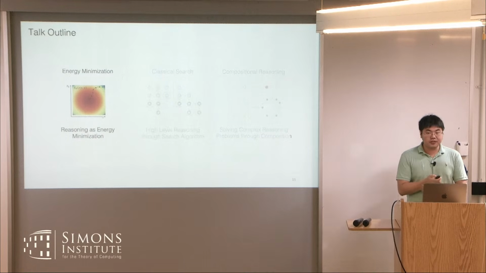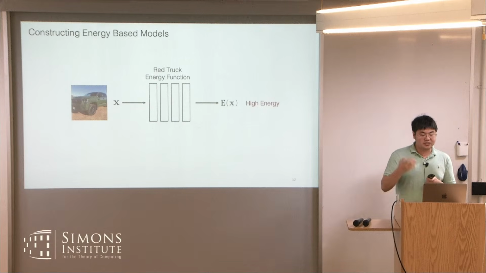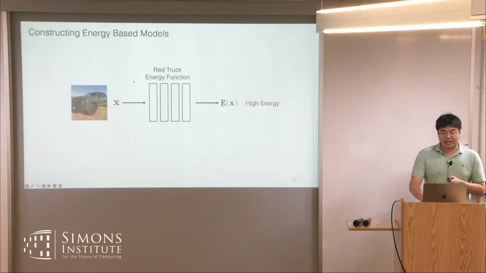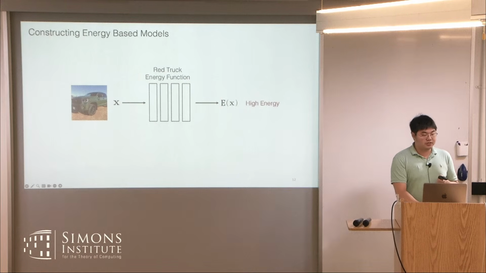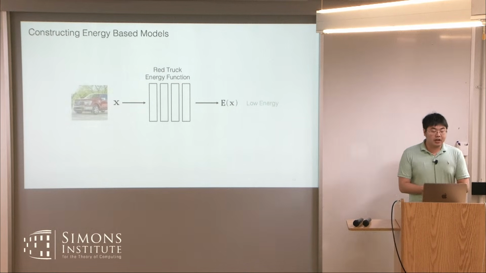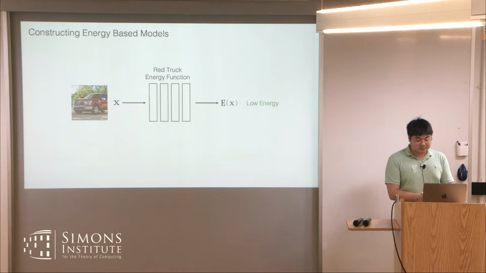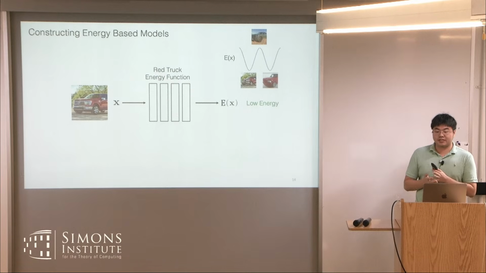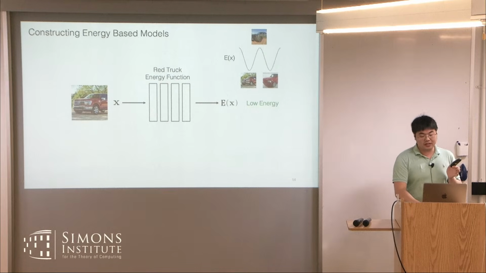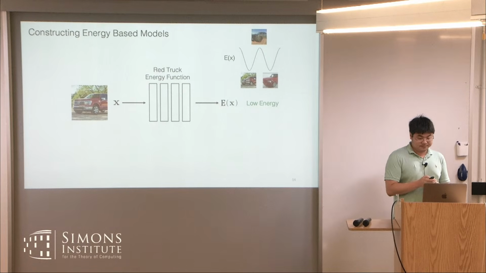OK, great. So first, let me just talk a bit about energy-based models. So here's the intuition of the energy-based model. Let's say I wanted to learn an energy-based model for red trucks. Essentially, I have a neural network that takes in different images. If I have an image of a green truck, this neural network is going to assign it high energy. In contrast, if I have an image of a red truck, the neural network will assign it low energy. And this energy function is essentially going to construct this landscape across the space of all high-dimensional images so that all images of red trucks have low energy, and all other images have high energy.